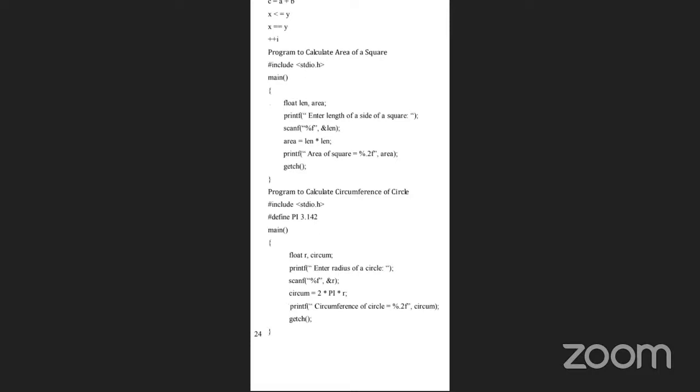Okay. Next, calculate circumference. This is the program. See that. Same as the procedure, it starts with main, and the circumference formula is what? 2 pi r. Okay. Circle circumference formula is 2 pi r. So that. Next.